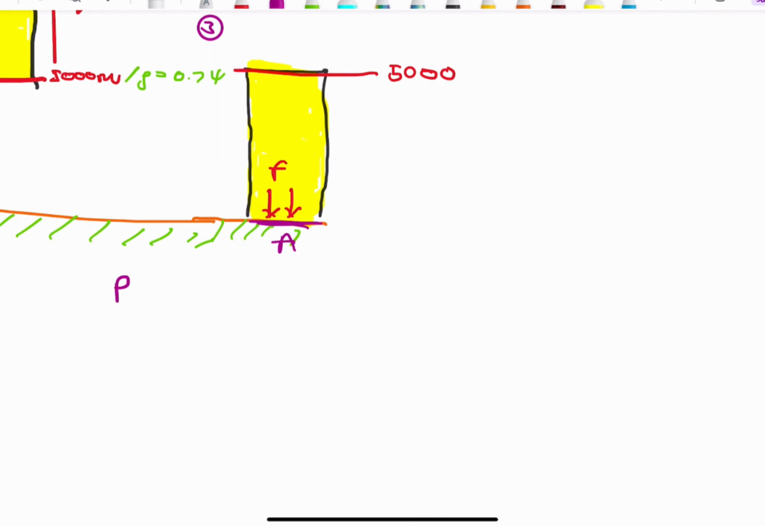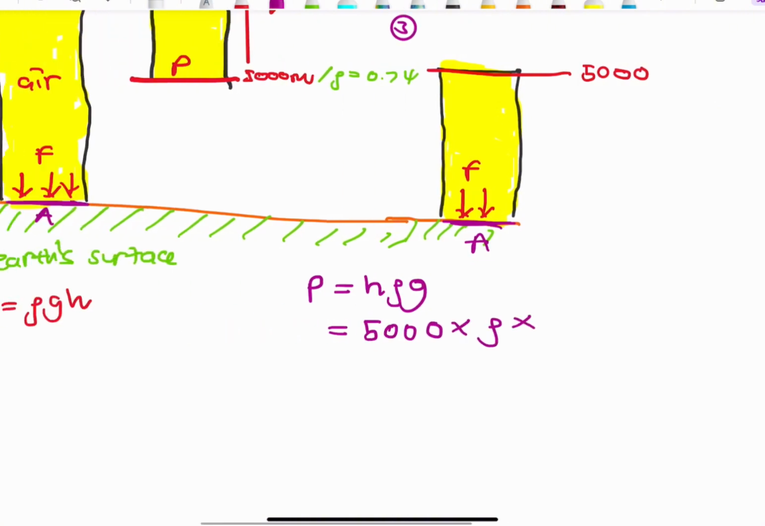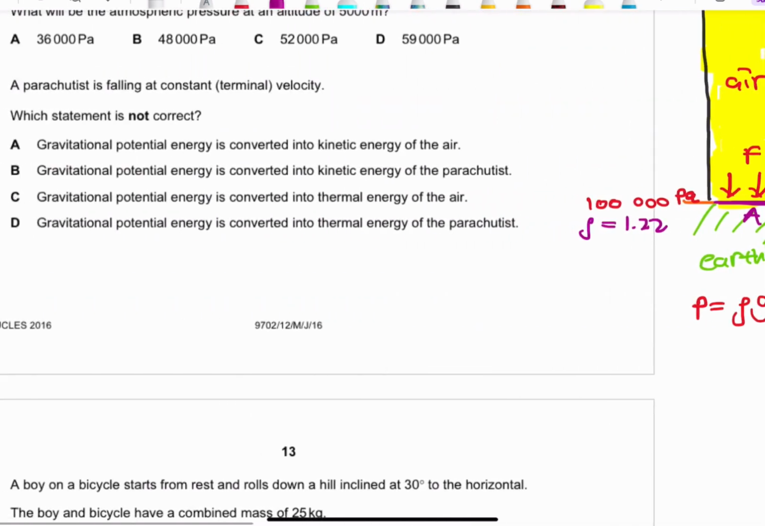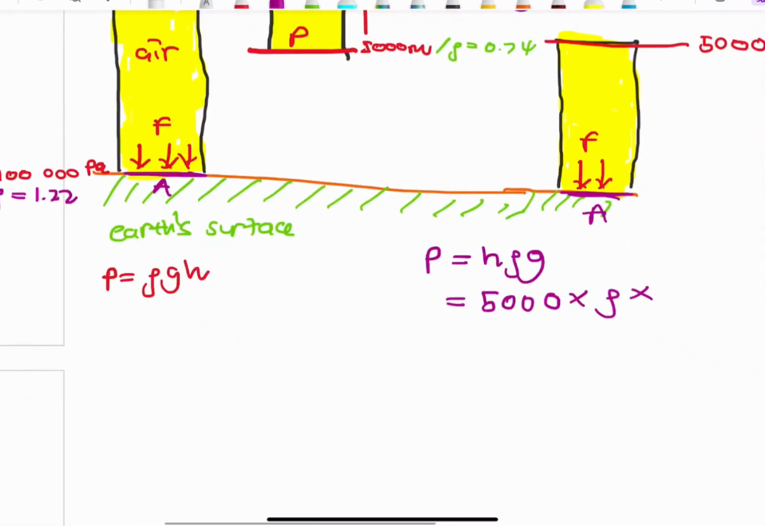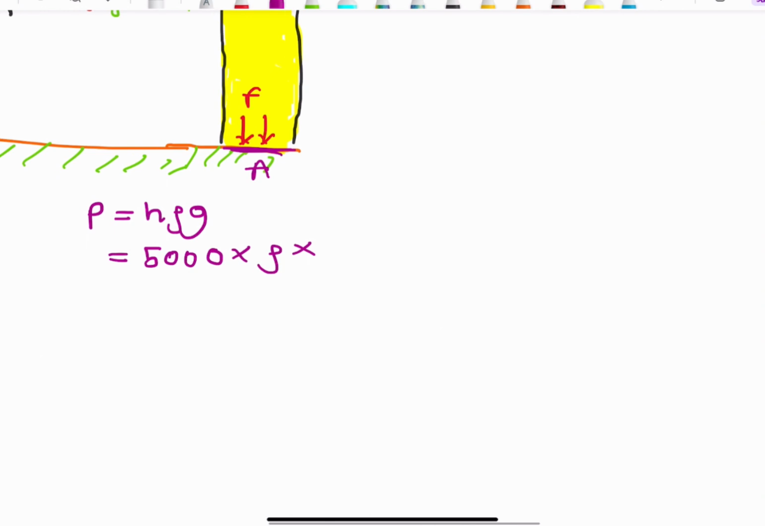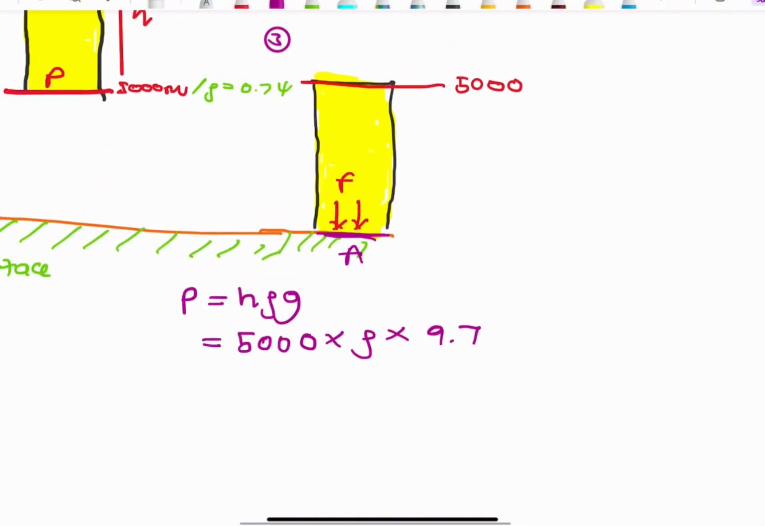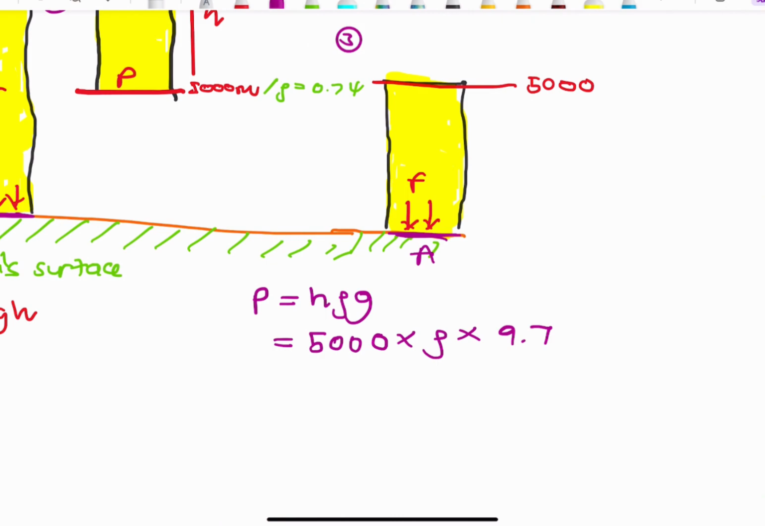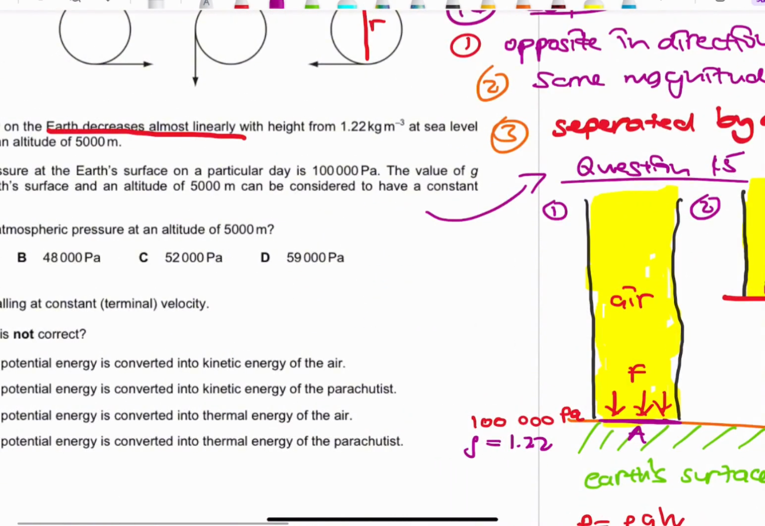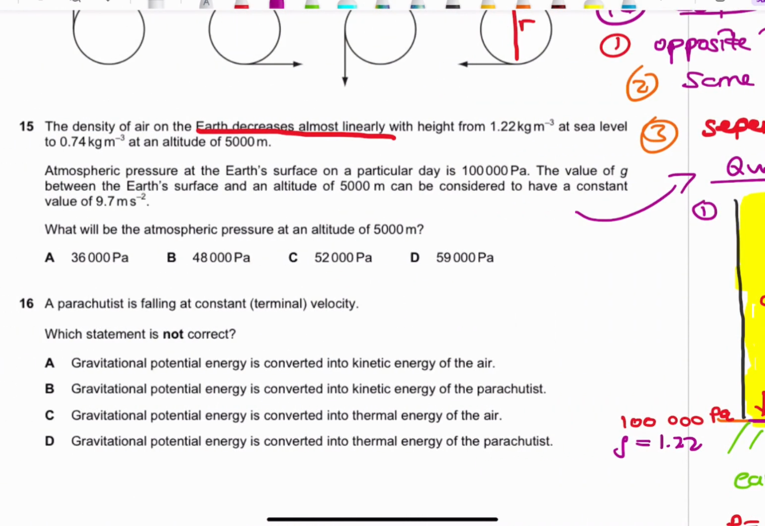Pressure, we go again. Pressure is actually H rho G, right? What is your value of H? 5,000 times your density times the value of G, which is actually 9.7. So the value of G is 9.7, multiplied by 9.7. Very important for you to be thinking of that. But get this, guys, we don't know what the density actually is. It's very important, because we've been told that the density decreases almost linearly with height.